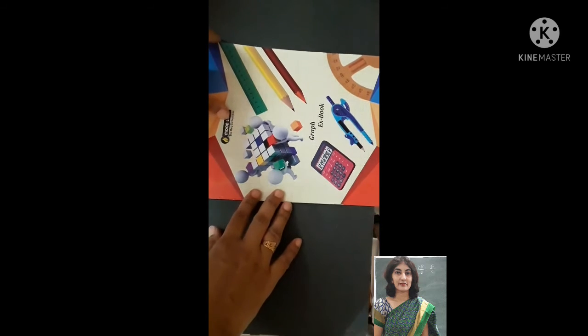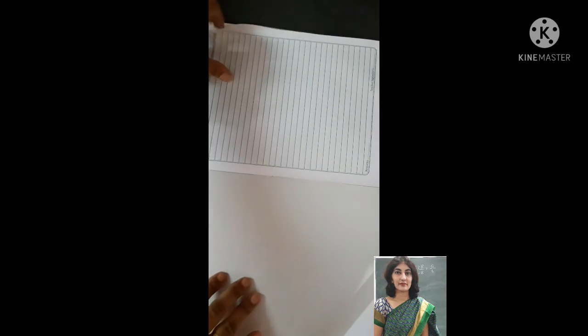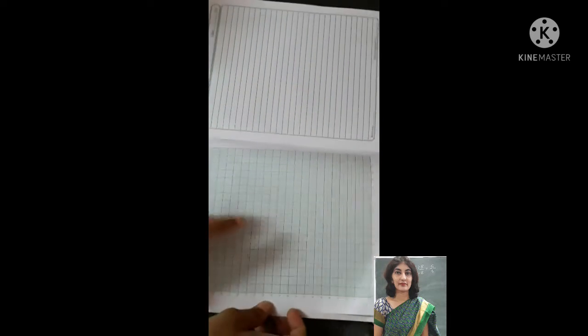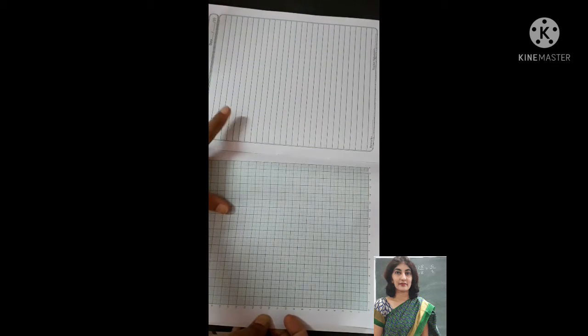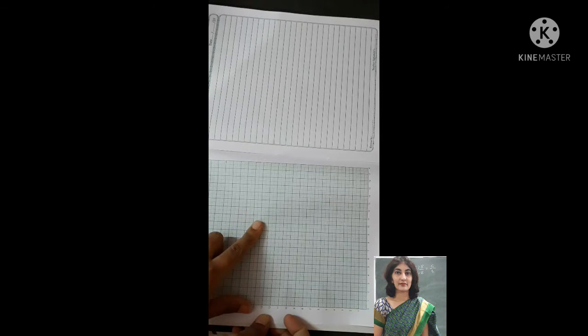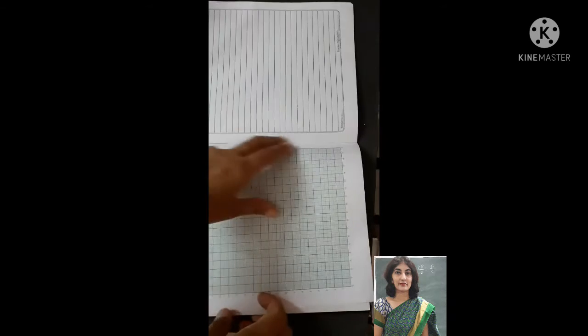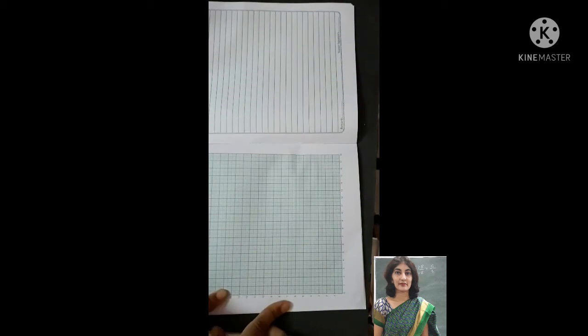If you have purchased it, you can see it is like this. If you have not purchased, this is the ruled page. Then this is the graph page, this is the ruled page. On the ruled page we will write the question, we will make the table of the question, and on the graph page we will draw the graph. In some of the notebooks the numbers are also written, so it's okay if it is written. If it's not written, then also it's okay, we will write it down.